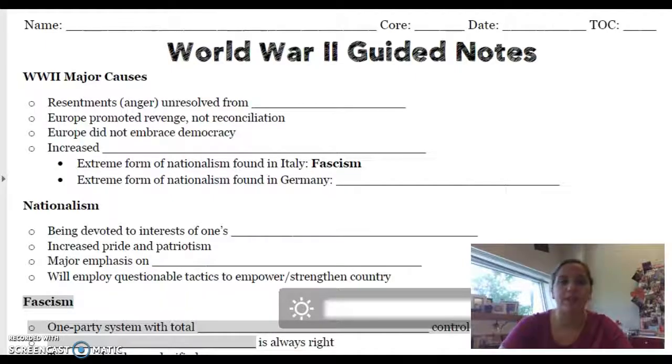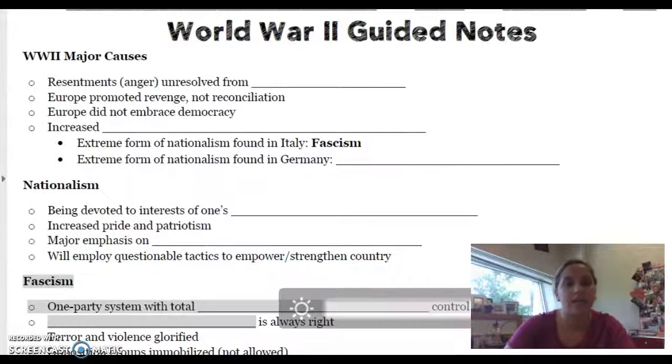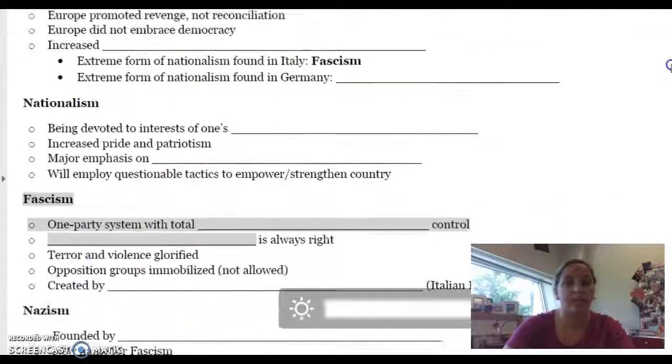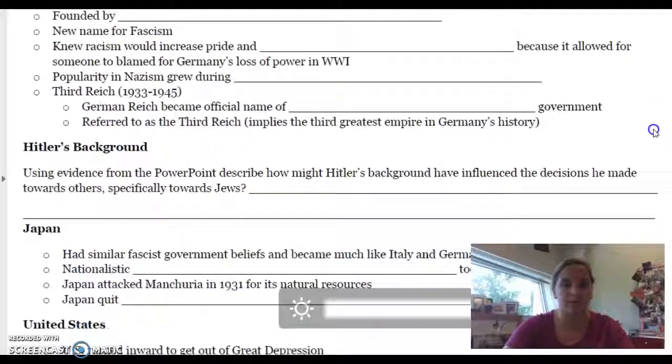You are going to complete your beginning of World War II guided notes today. The PowerPoint can be accessed with the tiny URL that has been provided. So you are going to go to that and go ahead and start recording your notes down. This is what your handout looks like. So you need to go ahead and make sure you have one of those on your desk.